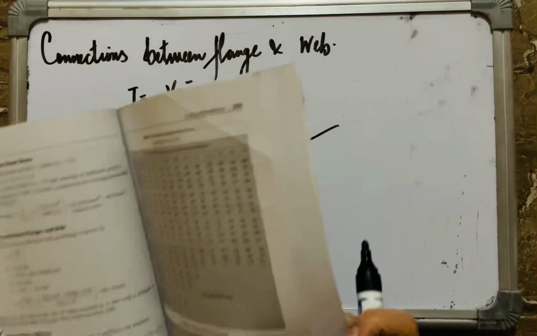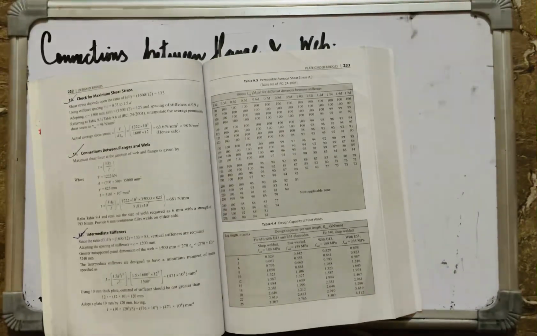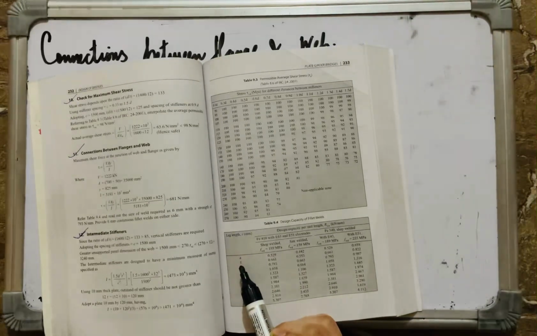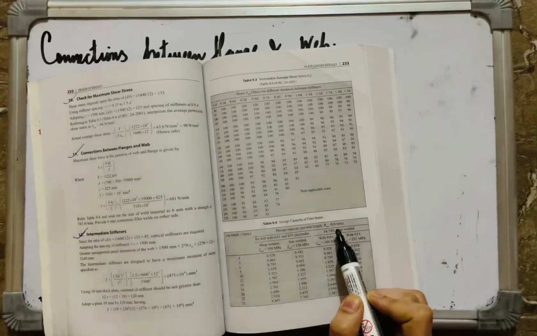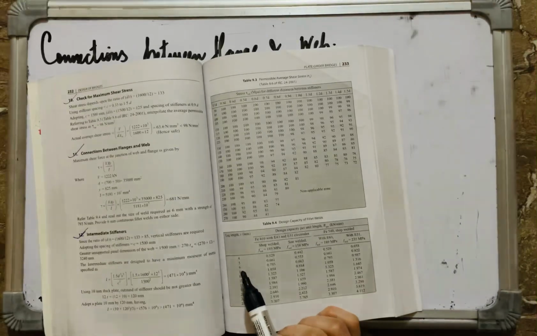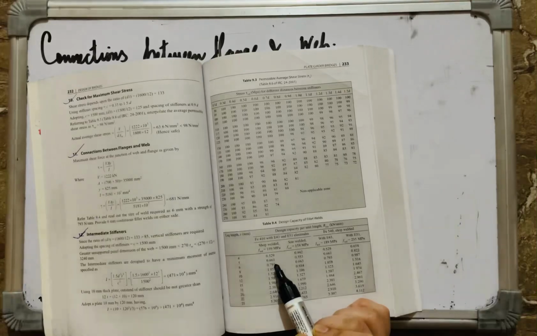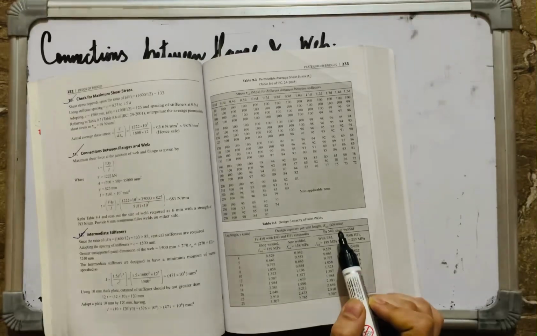All right, so here in the table you can see this is the design capacity per unit length of the fillet weld, and if I use a leg length of 4, I'll have a design capacity of 0.529 kilonewton per mm for shop welded and 0.442 kilonewton per mm for site welded. If I use a leg length of 5 mm, I'll have a design capacity of 0.661 kilonewton per mm for shop welded and 0.553 kilonewton per mm for site welded.